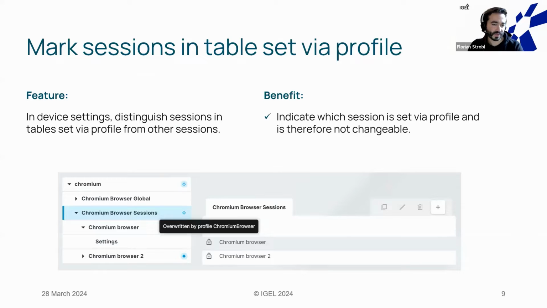Then we have another little improvement in the config dialog that you see here. When you open a device, so the device settings, you can now distinguish the settings that are set by a profile. You see a little lock icon here that indicates that this is overwritten by a profile, and you also see the name of the profile.